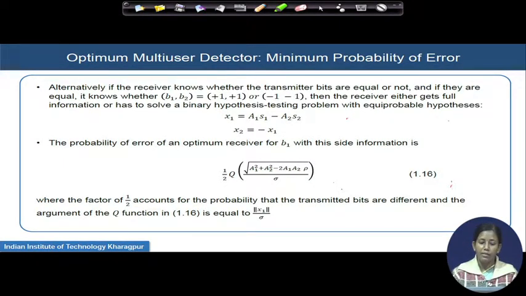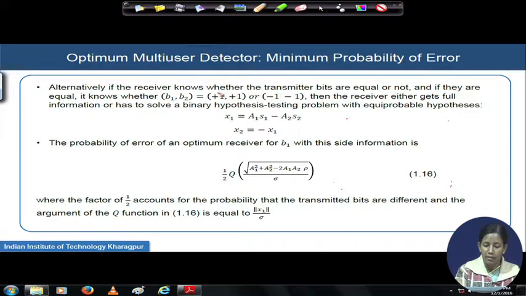Alternatively, suppose the receiver knows whether the transmitted bits are equal or not. He does not know what exactly b1 and b2 were, but he has some side information saying that the transmitted bits are equal or not equal. If they are equal, then the receiver knows whether b1 b2 is equal to +1 or -1. Then the receiver either gets the full information or has to solve a binary hypothesis testing problem.